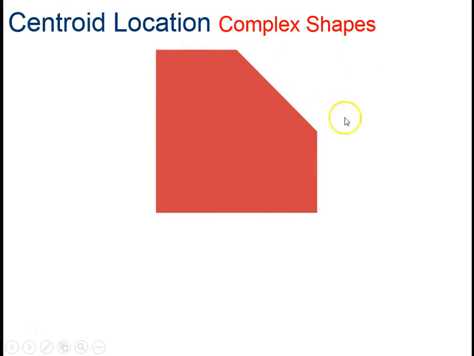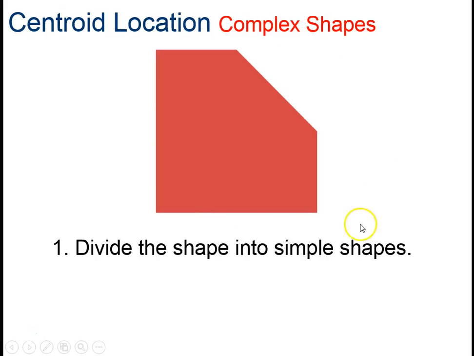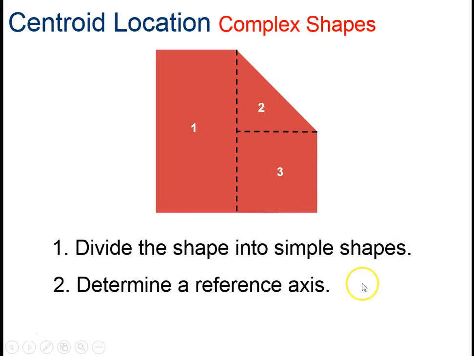It's not quite a square and it's not quite a triangle. So we're going to have to combine a couple of different formulas here. We start off by dividing the shape into simple shapes that we do have formulas for. For instance, we could divide it into a rectangle and a triangle, because we have formulas for rectangles and triangles.